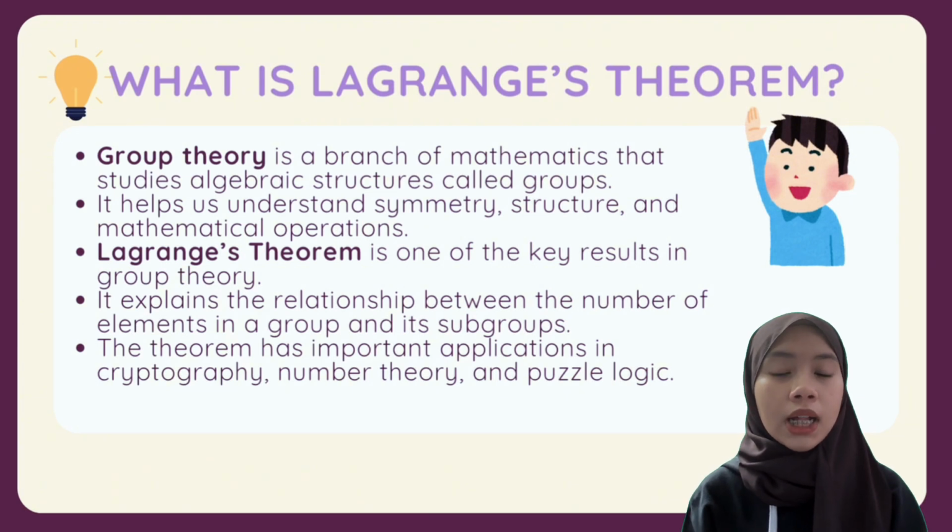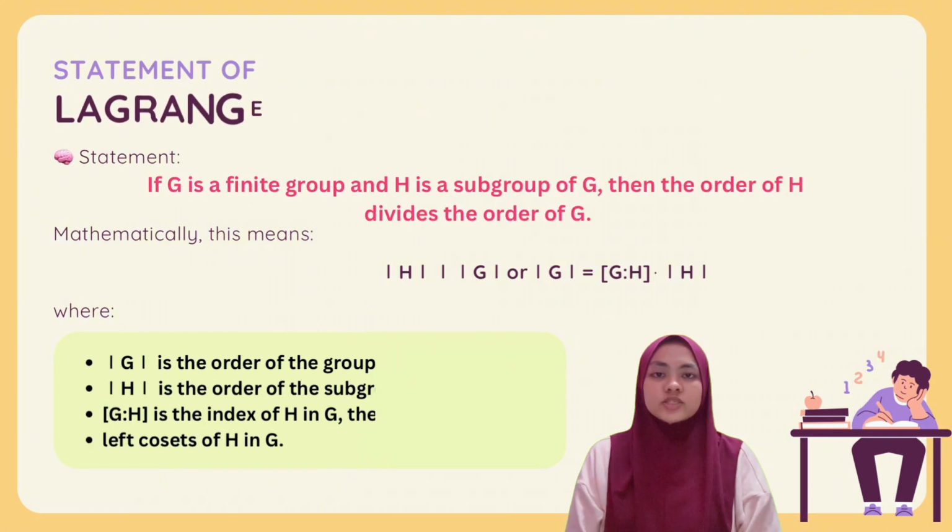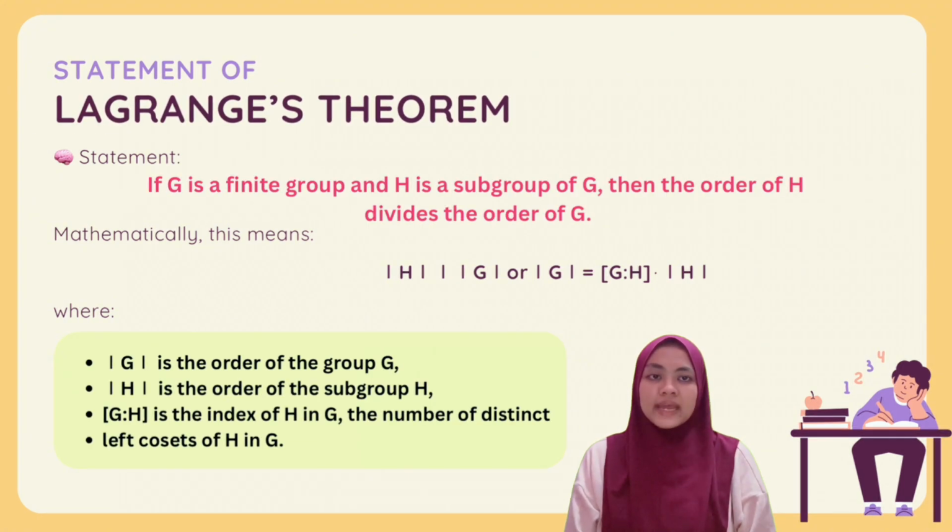Lagrange's theorem shows a special relationship between a group and its subgroups. It tells us how their sizes, or orders, are connected. In this video, we will look at the statement of the theorem, a simple proof, some examples, and also a few cool applications. Statement of Lagrange's theorem: if G is a finite group and H is a subgroup of G, then the order of H divides the order of G. Mathematically, the order of G is equal to the index of H in G times the order of H.